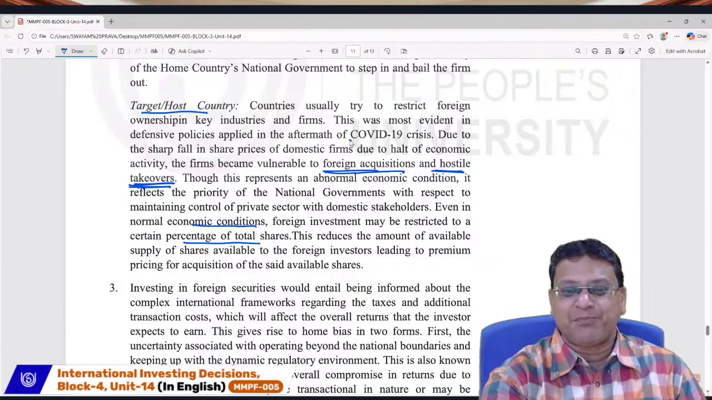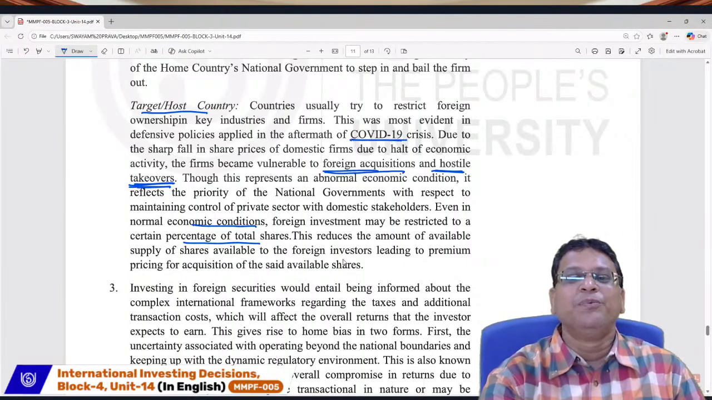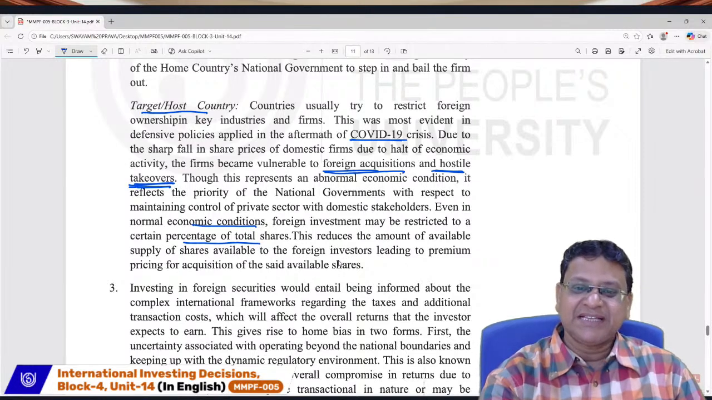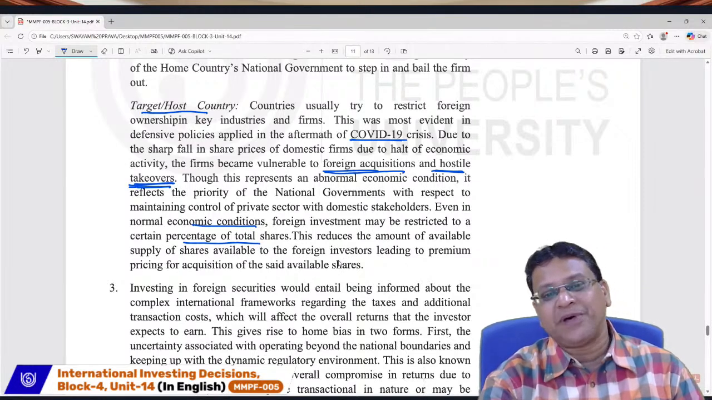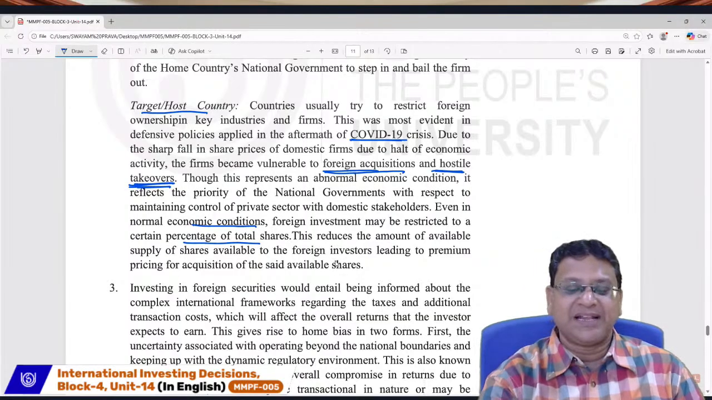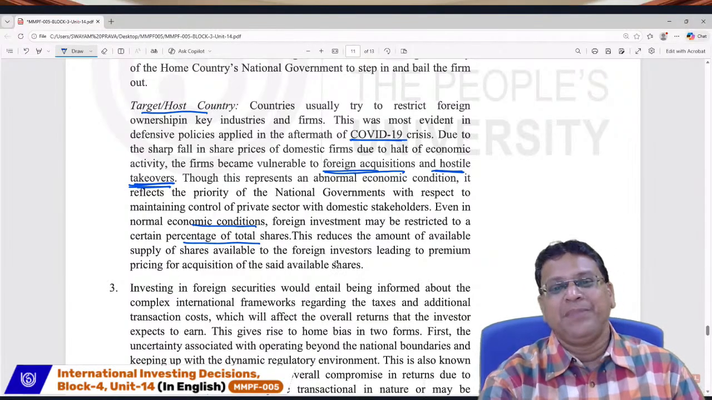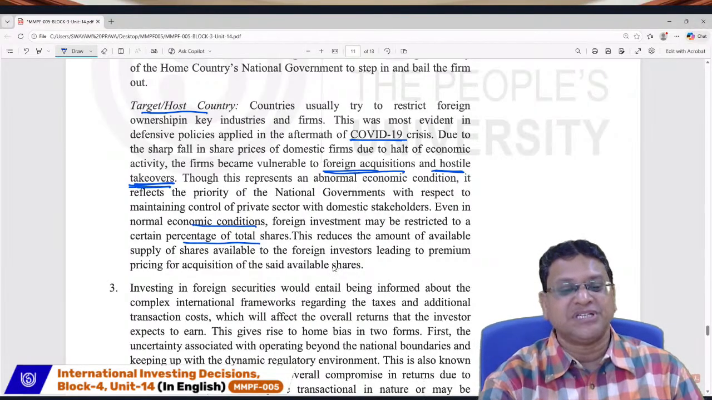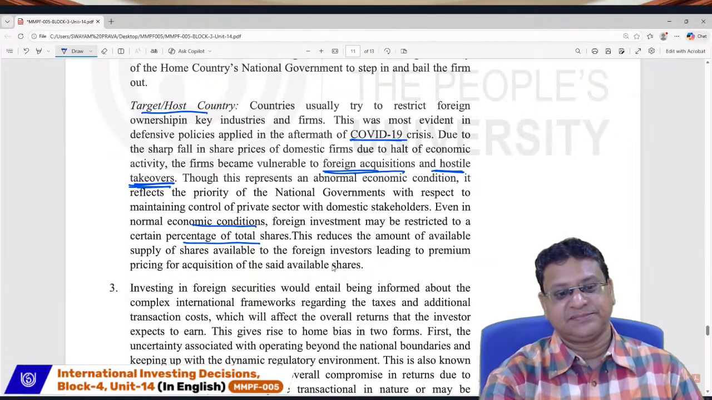These restrictions are predominant after the COVID-19 crisis. After the COVID-19 crisis, there was a huge crash of stock markets throughout the world. So at that time, many governments put restrictions on foreign portfolio investment to avoid hostile takeovers and foreign acquisitions.